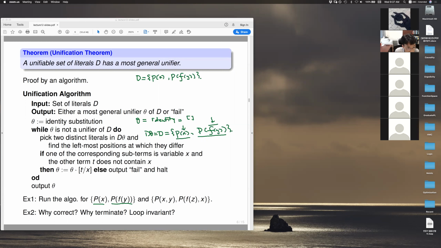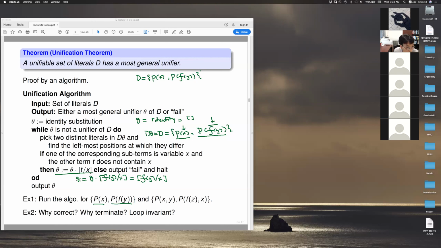So that's a good case. So then the algorithm said extend the theta by adding substitutions, which is to replace x by f of y in this example. So we go to this true branch where we do updates. Then the update is like this. Okay, not before going to the loop. So now I have this result: the substitution replacing x by f of y.